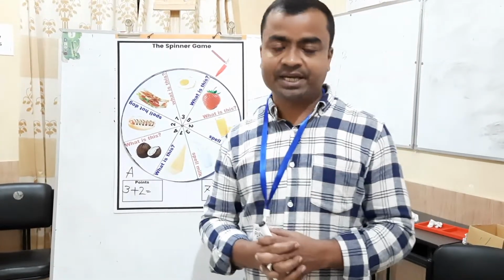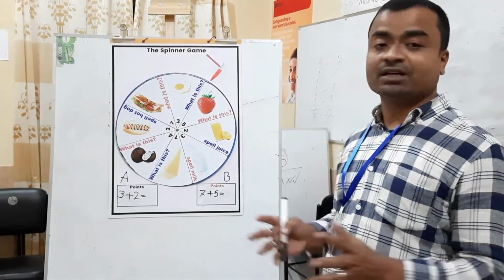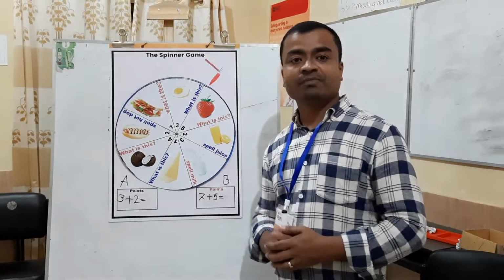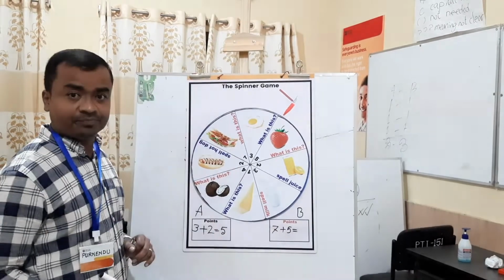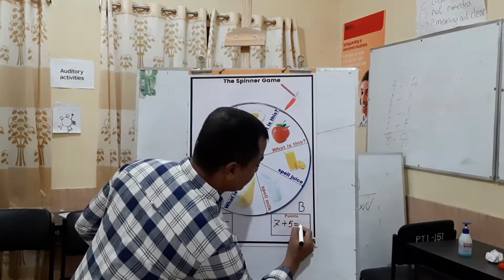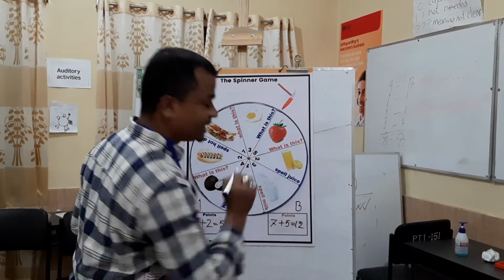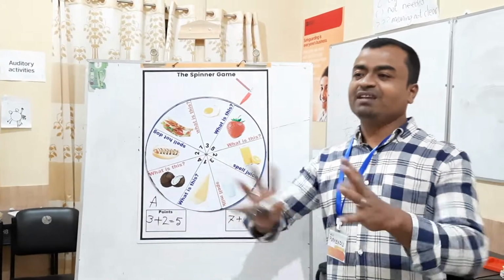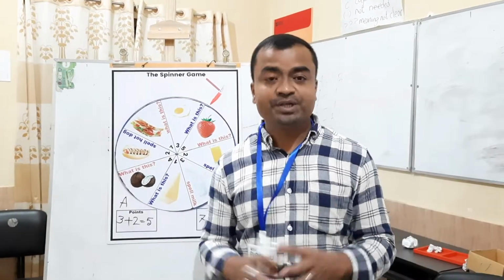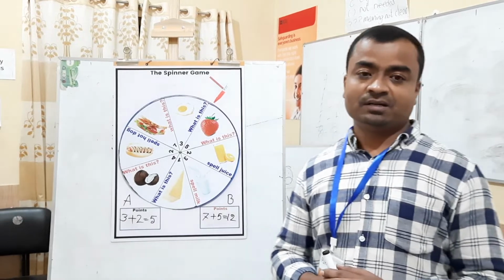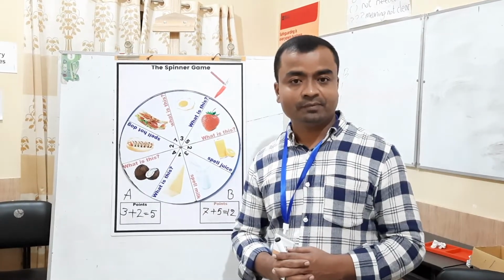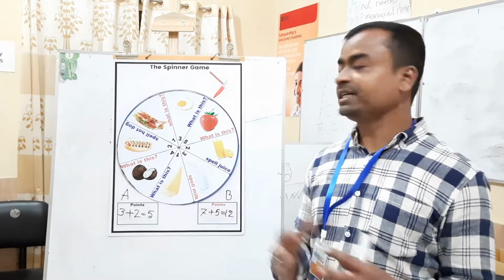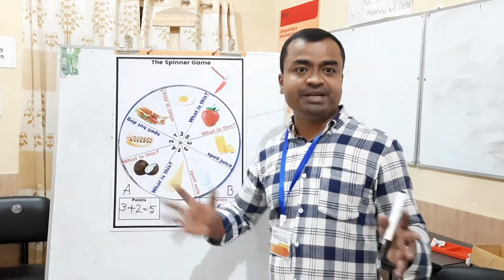After finishing the game, the teacher will count the numbers. Group A gets point 5, and group B gets point 12. Thus the teacher will find out which group is the winner of this vocabulary game. This is the technique of doing the spinner game.